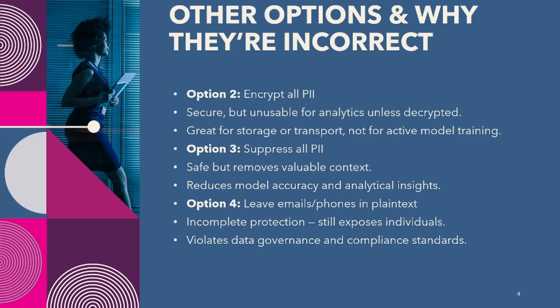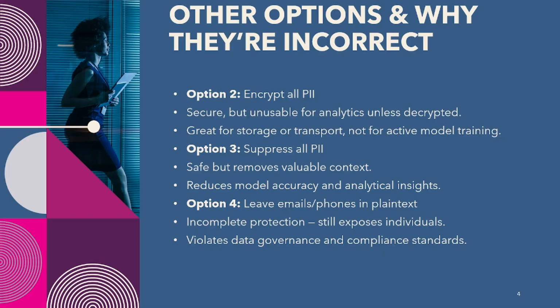Option 3, where you suppress all PII, is a little too extreme. Sure, you're protecting privacy, but you're also throwing away valuable information that might influence your model accuracy. Imagine trying to train a model on patient outcomes without any identifiers or demographic details. You lose context. And option 4, well, that's just asking for trouble. Leaving emails and phone numbers unmasked breaks compliance standards like GDPR and HIPAA. Even if your intentions are good, one exposed field can result in a serious data breach.